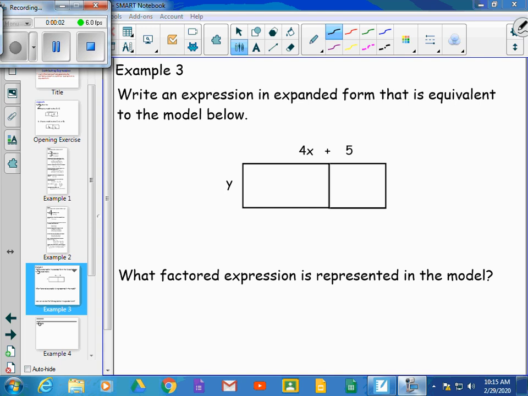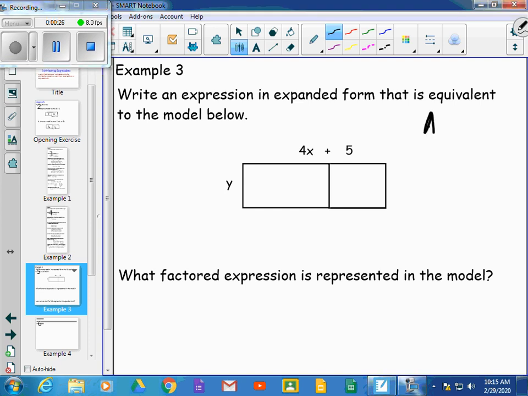Now let's take a look at example 3. It tells us to write an expression in expanded form that is equivalent to the model below. So far in all these other examples, we've been modeling with a tape diagram or a bar model. This time, another way of thinking of it is to use an area model. And so you have to understand that we're finding the area of a rectangle.